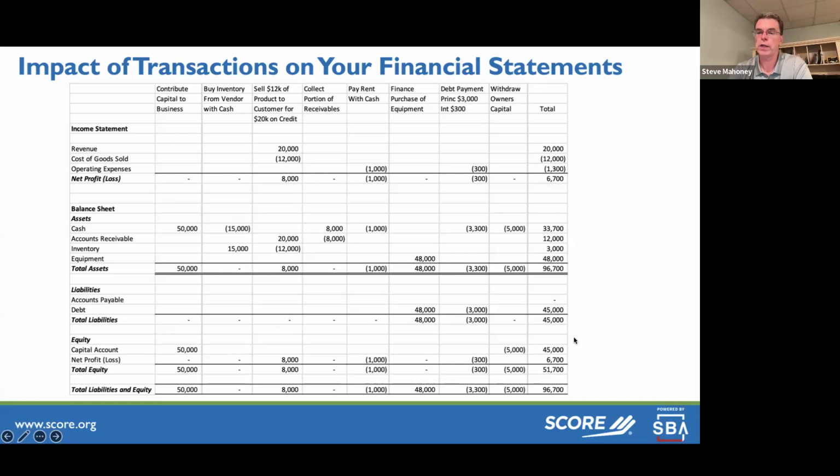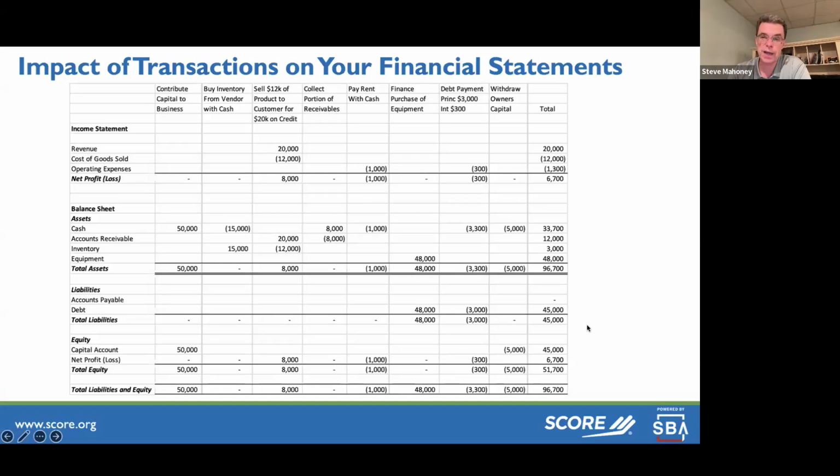And then in my equity section, I've got $45,000 of my capital account, which represents that money I put in of 50 minus the 5 I took out in my owner's draw. And I've got $6,700 of net profit or retained earnings, which is the same number that's on your income statement. And you can see the total assets of 96.7 equals the sum of the liabilities and equity.